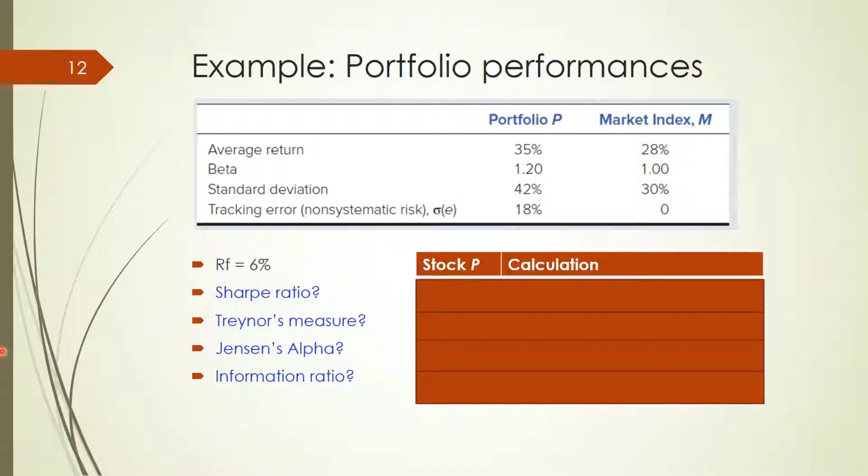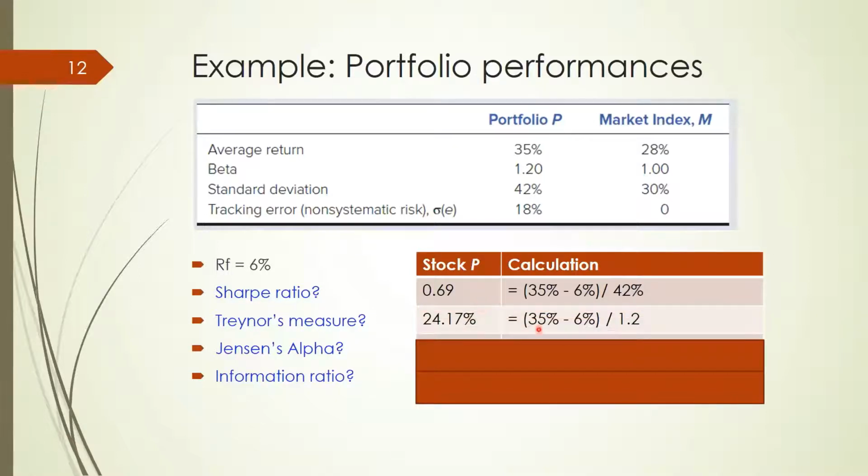The Sharpe ratio is excess return over total standard deviation, total risk. So it's 35% minus 6%, over the standard deviation of the portfolio, 42%, so the Sharpe ratio is 0.69. The Treynor measure is defined as excess return over beta. So here we take the excess return, 35 minus 6, divided by the beta of P, which is 1.2, and we have 24.17%.